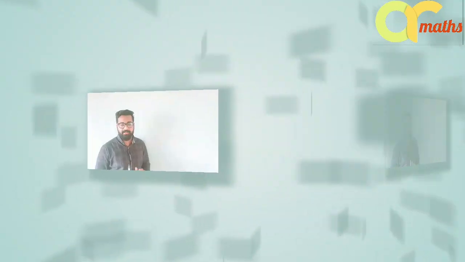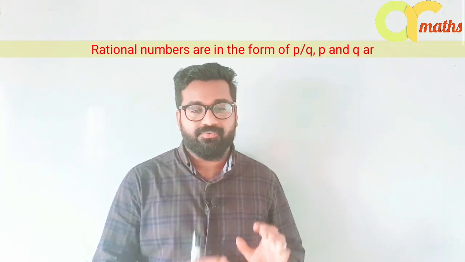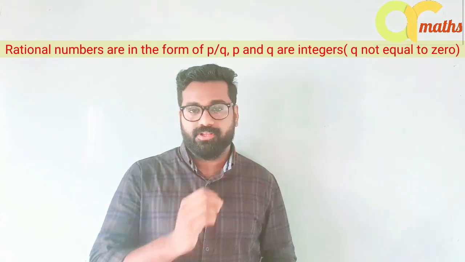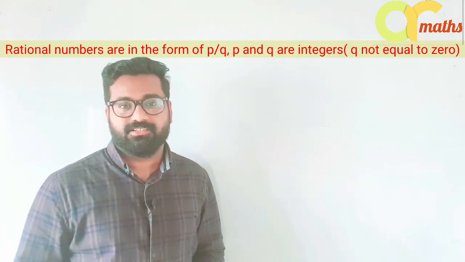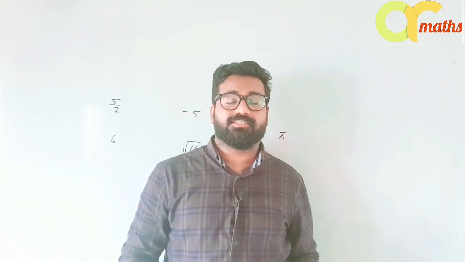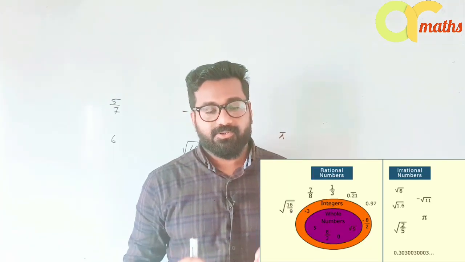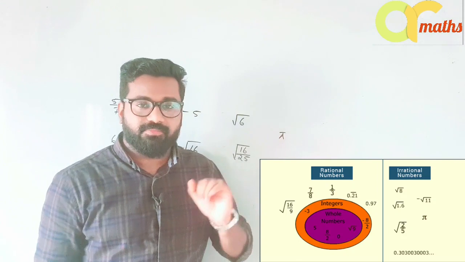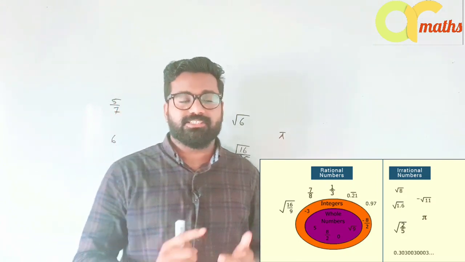Today we are going to start the first chapter, rational numbers. Ready? What is a rational number? A rational number is in the form of p by q, where p and q are integers and q is not equal to 0. Next, what are the rational numbers? So, we know rational numbers are in the form of p by q, which involves whole numbers and integers.